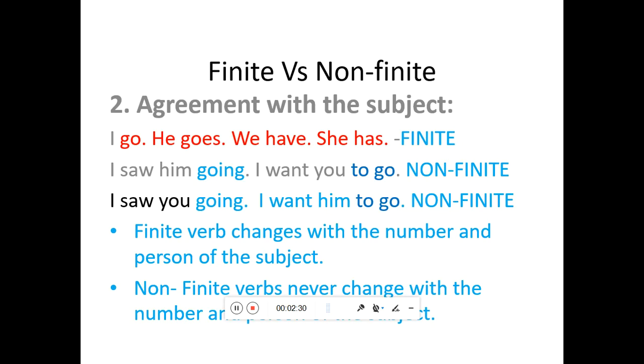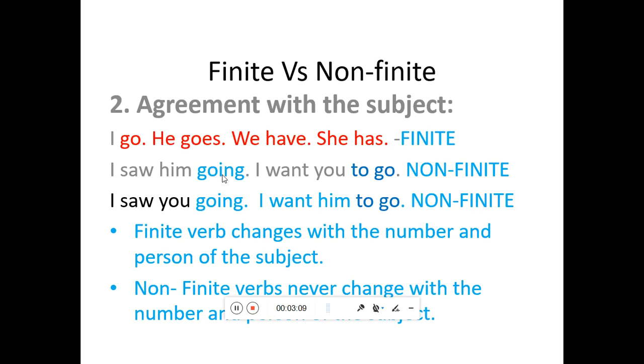The second is agreement with the subject, number and person of the subject. For example, we say "I go," "he goes," and then "we have," "she has." You see, go changes into goes because of the number and person of the subject. And again, we is first person plural, that's why we have; she is third person singular, so we have has. That's why it is finite, because the verbs have and go have changed according to the number and person of the subject.